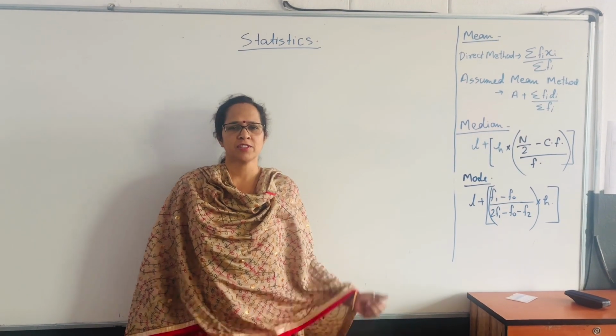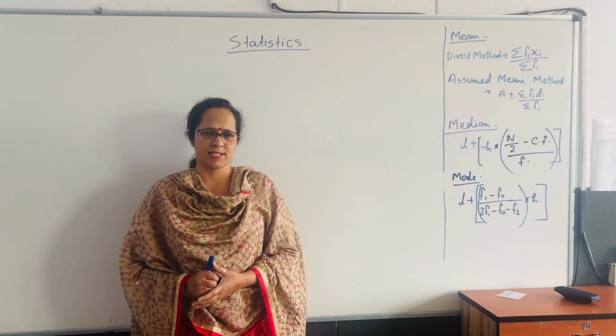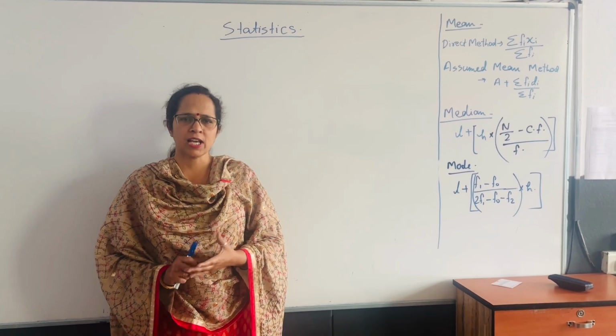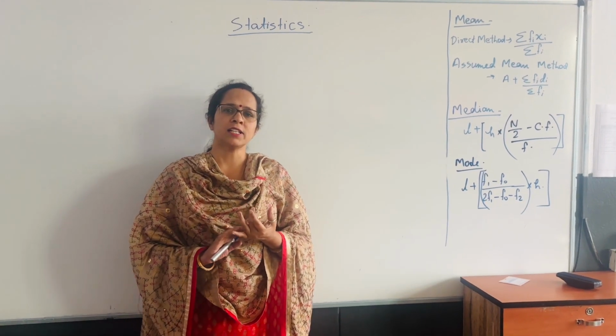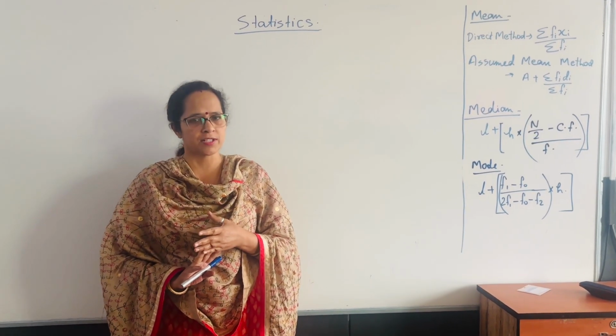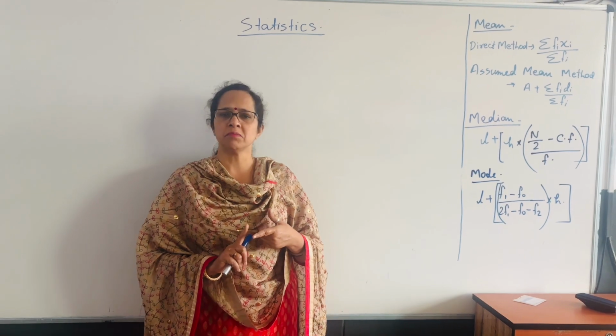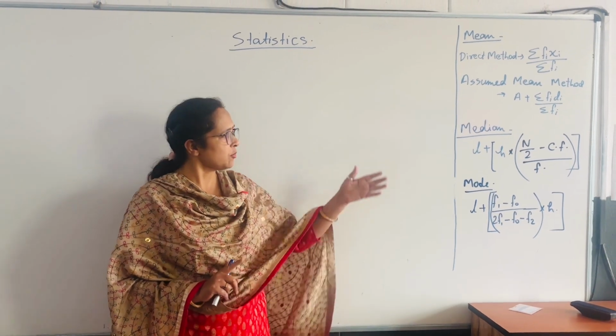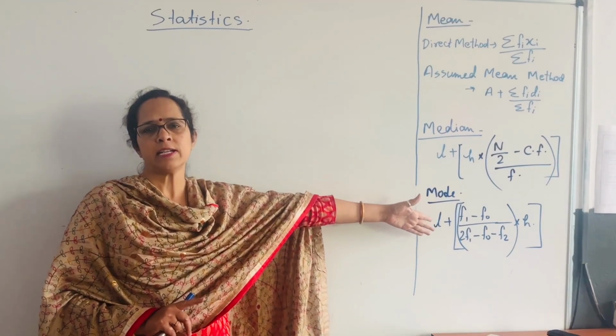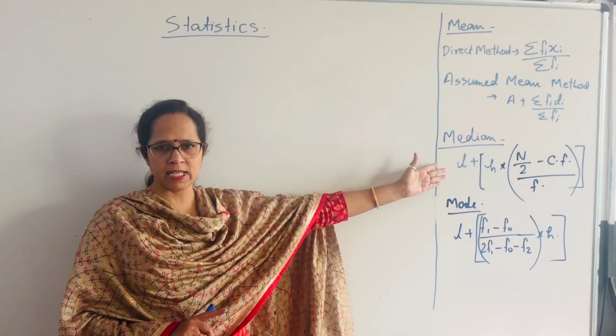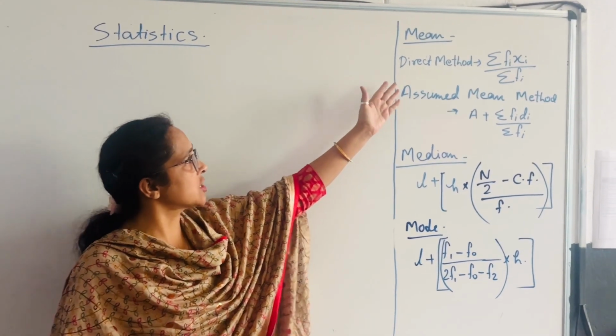Now we have come to the topic statistics. In this chapter, we have learnt about three different measures of central tendency: mean, median and mode. The formulas have already been written on the right side of the board. You can see we have two formulas for mean.